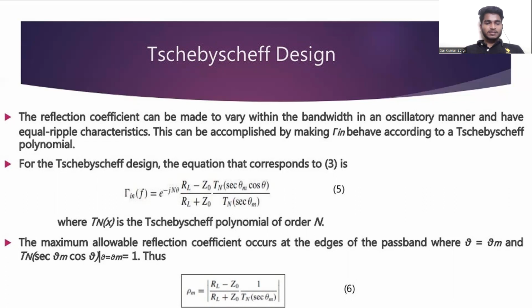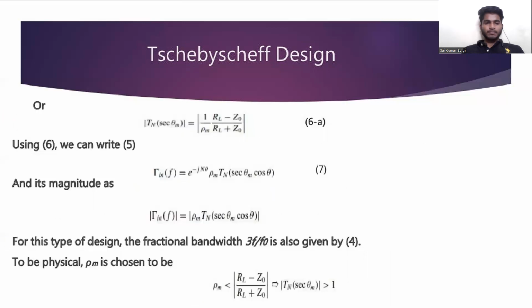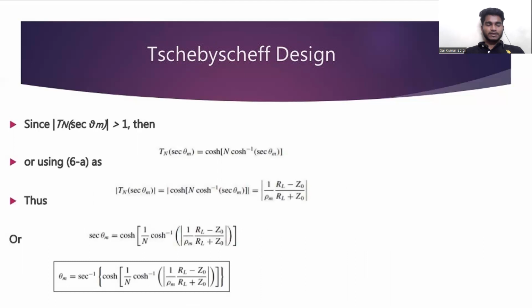Then next, the maximum allowable reflection coefficient occurs at the edge of the passband where theta equal to theta m, and now rho m equal to (RL minus Z naught) by (RL plus Z naught) into 1 by Tn of secant theta m. We can write that it is mod of Tn secant theta m equal to 1 by rho m into (R minus Z0) by (R plus Z0). Now using these equations, we will get the term gamma in. At last, we will get the theta angle.